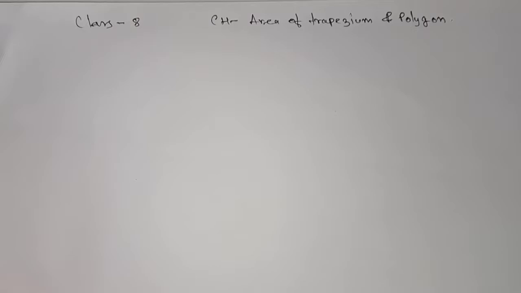Namaste students. Here we have another chapter, that is area of trapezium and polygon, class 8. Under this chapter we have trapezium and polygon. What type of polygon do we have here? We have triangle, parallelogram, rhombus, rectangle and square. These polygons we have in our syllabus to find the area.